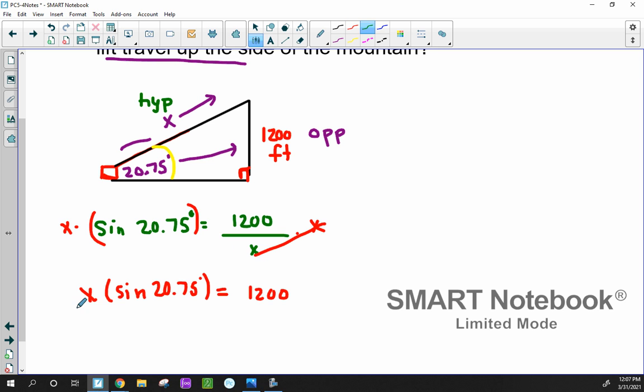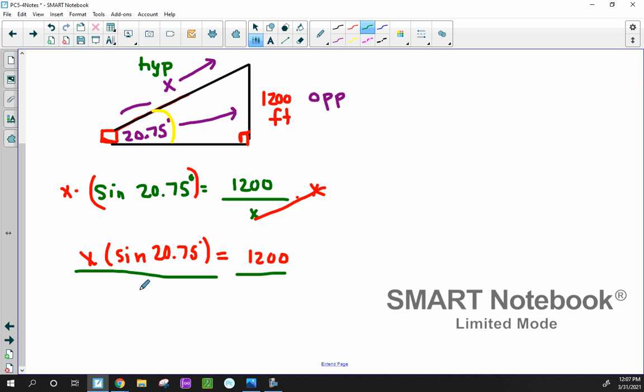Then you're going to find x. You're going to divide both sides by the trig expression. And then you're set. Okay, so x equals, and use your calculator, it's supposed to be degrees here.